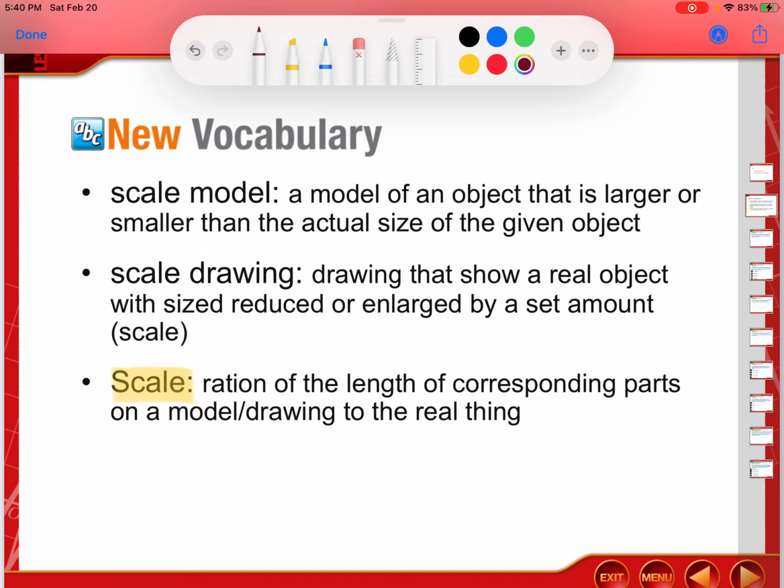So scale drawings are just a drawing to show a real object with the size reduced or enlarged by a set amount. And that set amount is the scale. So the scale is a ratio of the length of corresponding parts on a model or drawing to the real thing. So essentially, let's say I was drawing an elephant.